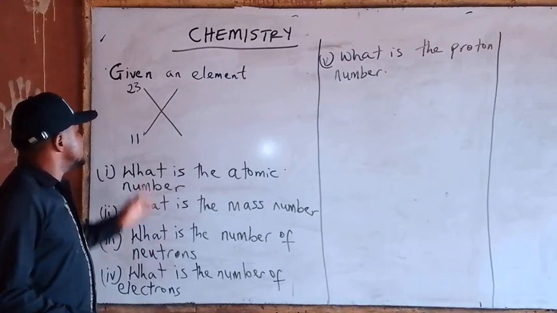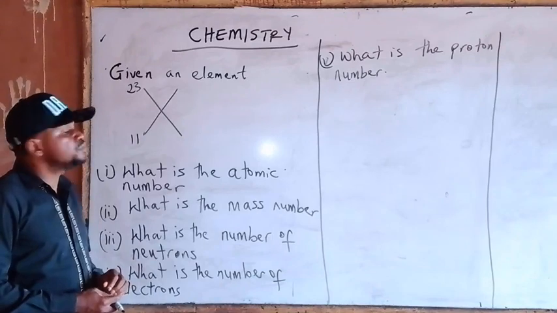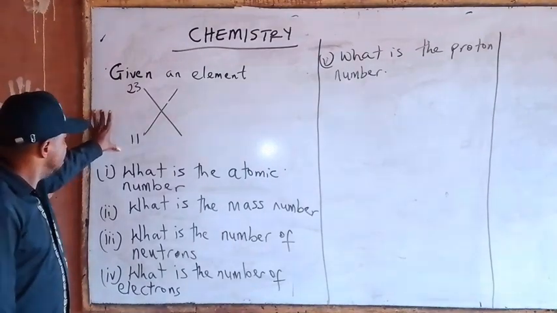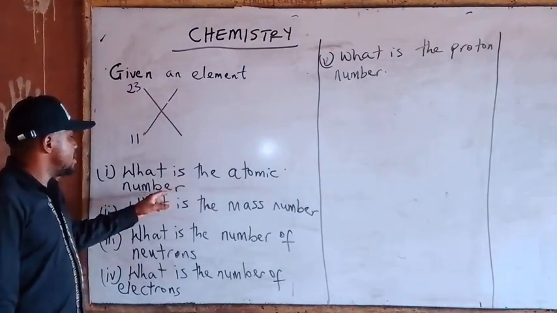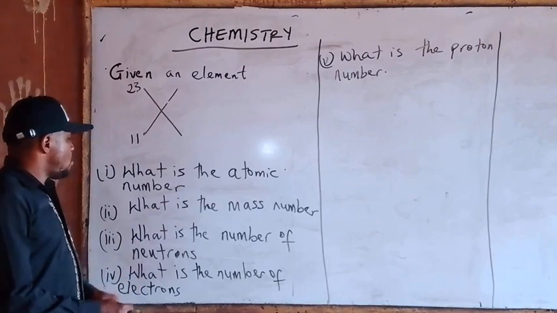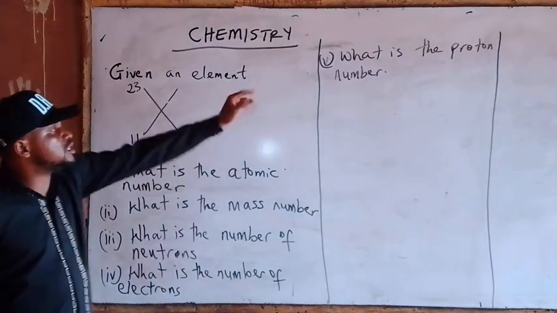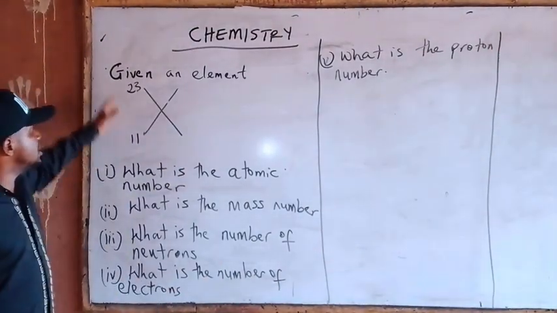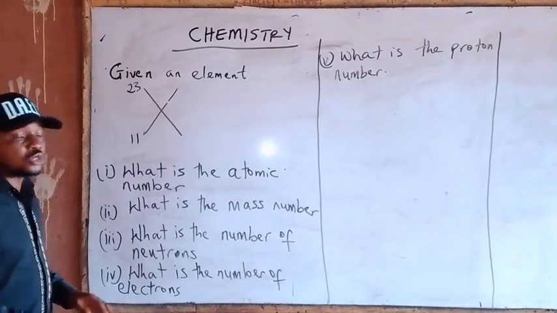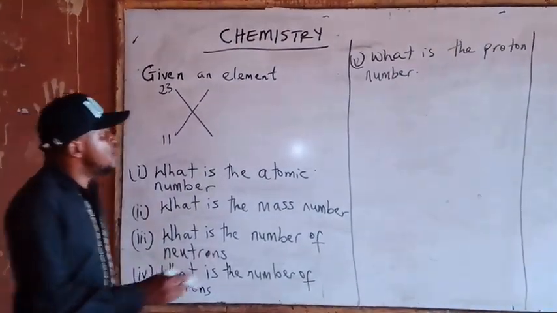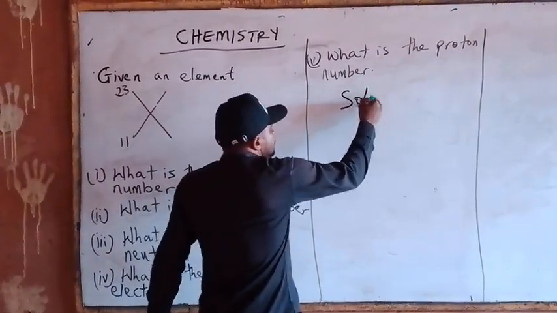Today I'm going to answer this question in chemistry. Given an element, you can see the element here. What is the atomic number? What is the mass number? What is the number of neutrons? What is the number of electrons? And what is the proton number? I take these topics under atomic structure. To solve this is very easy.